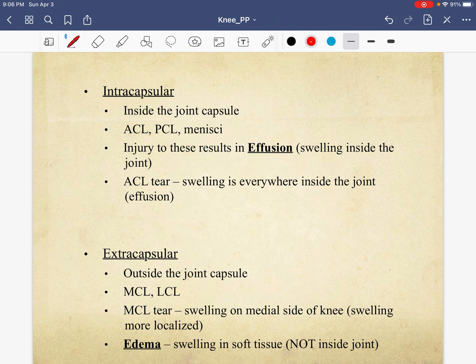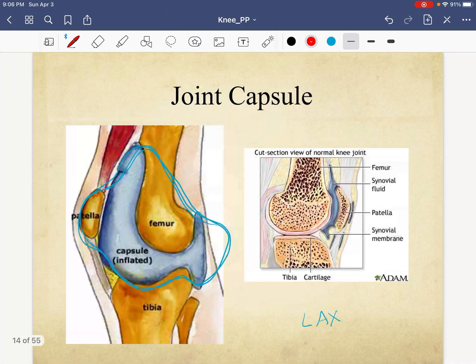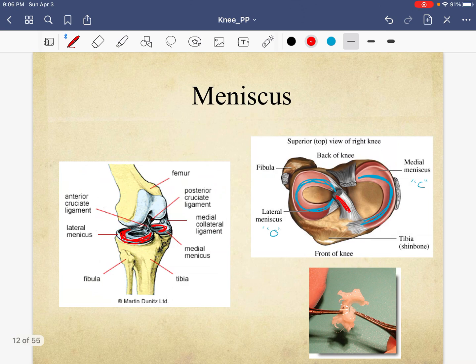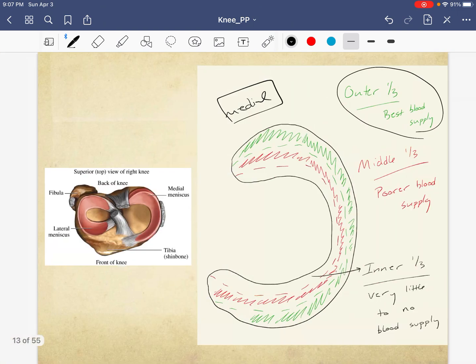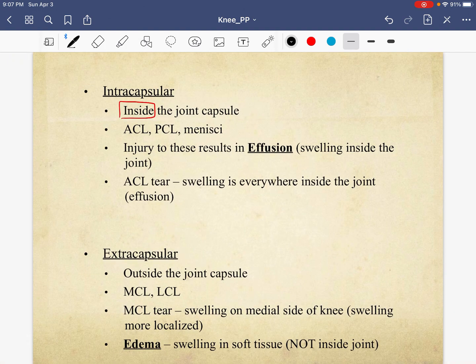Intracapsular, as the name suggests, just means a structure that is inside the joint capsule. It should come as no surprise that the ACL, PCL and menisci are inside the joint capsule. Let me go back to another picture here. Wouldn't the ACL and PCL, they're right in the middle of the joint? Of course they're inside the joint capsule. And the menisci are also part of the joint, inside the joint capsule. So the cruciate ligaments and both menisci are inside the joint.